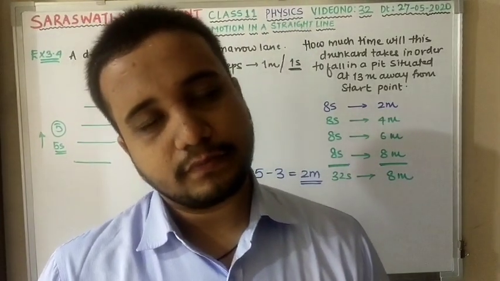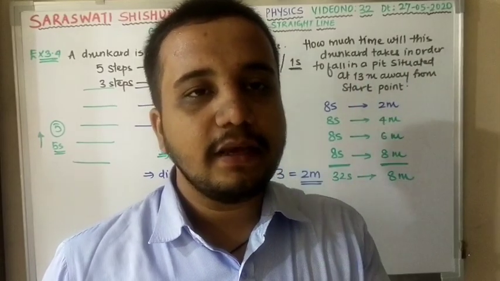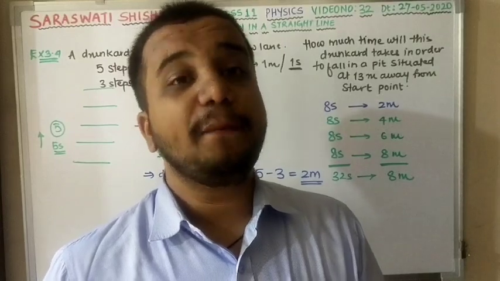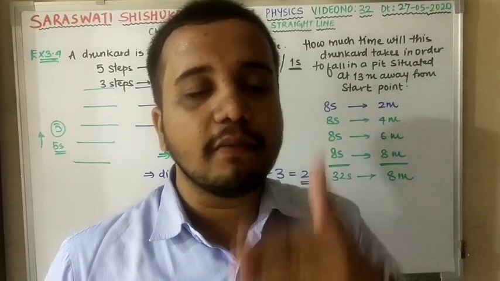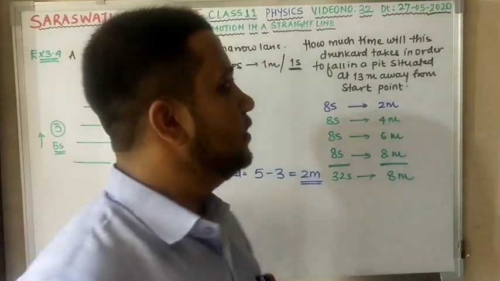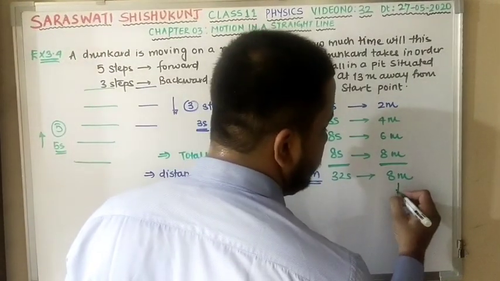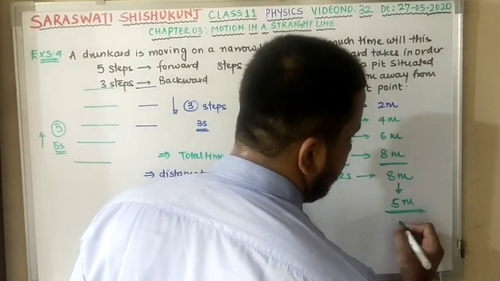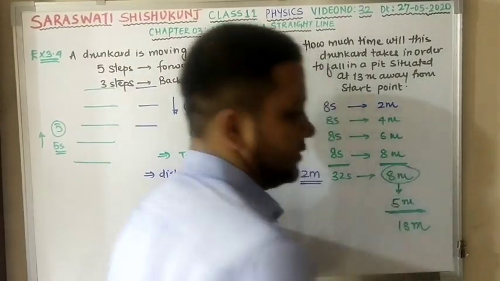Till this clear? Now remember one thing. 32 seconds is being taken in order to cover only 8 meters. Now pit is how many meters away? Can you tell me? Pit is how many meters away from the start point? Very good. The answer is 13 meters. Clear? So the pit is 13 meters away from the starting point. So you will be able to notice how much you will add over here to make 13. I am sure that you will add 5 to get to how much? 13 meters. Clear?